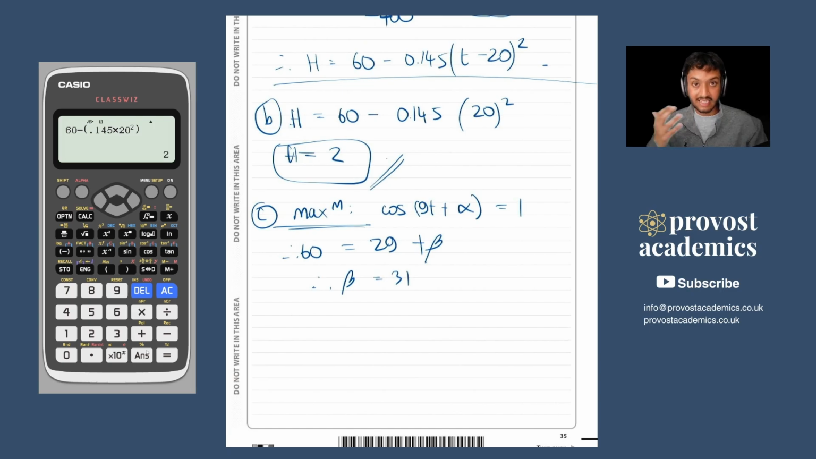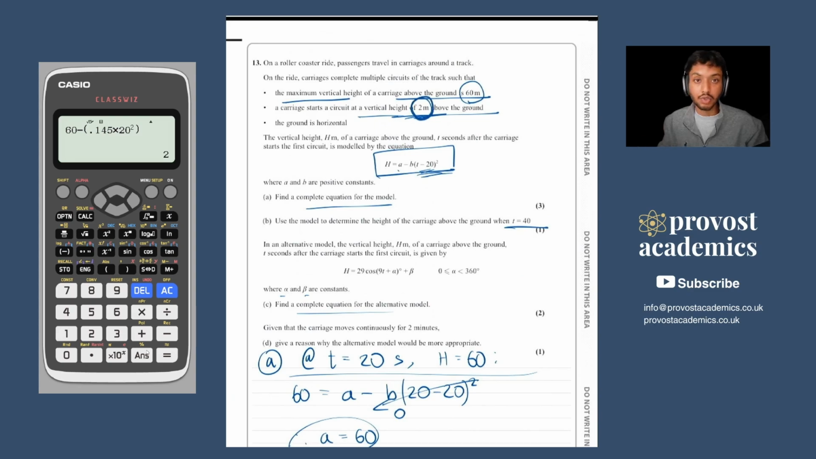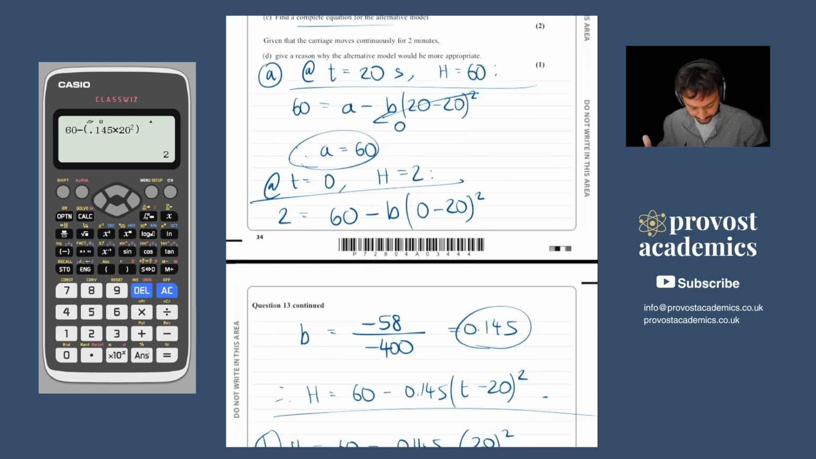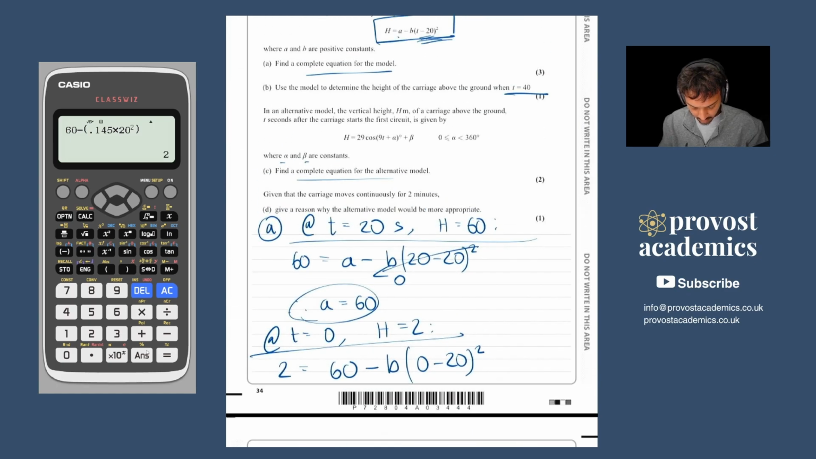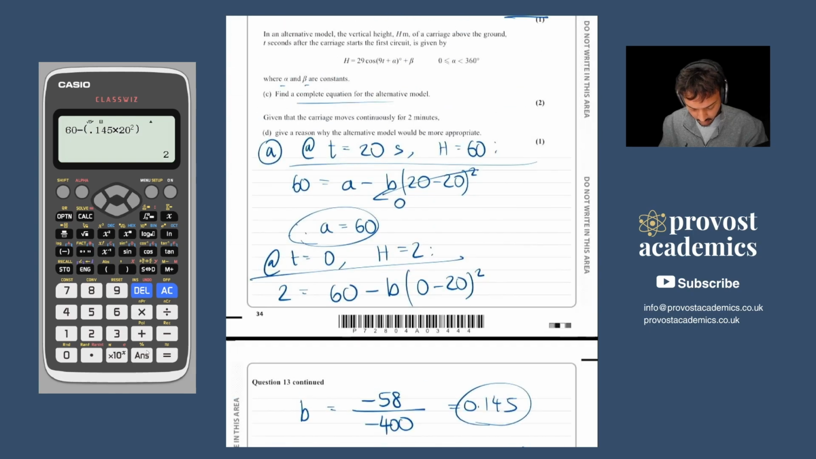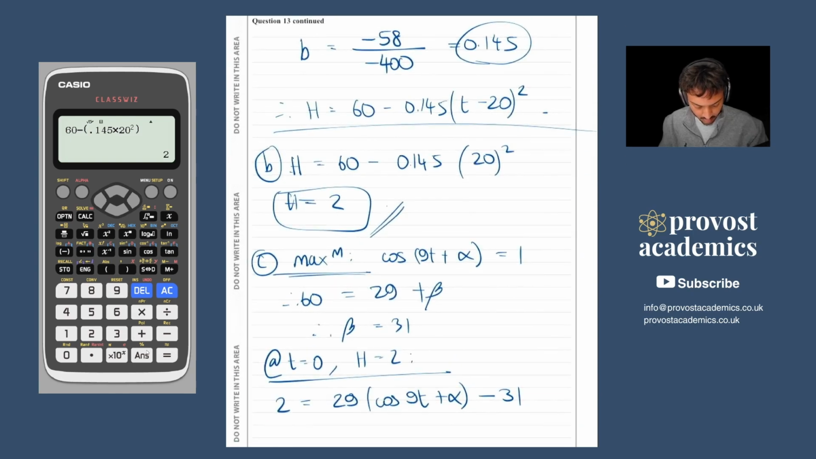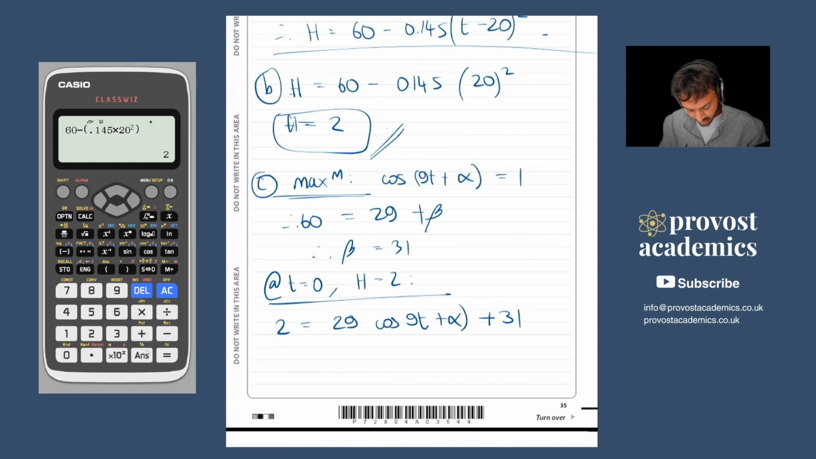Now for finding alpha, I think it's a bit more straightforward. We could use when t is equal to 0, height is equal to 2. So at t equals 0, h is equal to 2. So 2 equals, what's my equation? 29 cos of 90, I guess cos of (90 plus alpha) minus 31. It's minus, right? It's plus. Okay, so it's cos of the entire thing. My bad. Should be a bracket here.